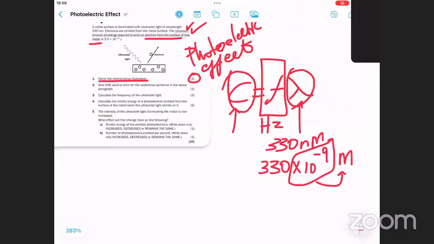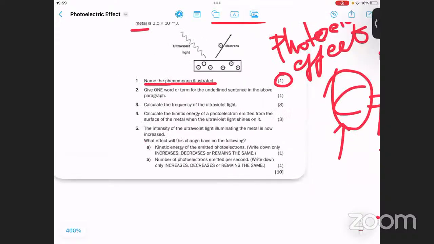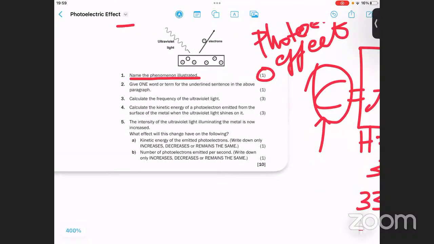Okay, so now, Augustino, they are saying calculate the kinetic energy of a photoelectron emitted from the surface of the metal when the ultraviolet light shines on it. Any idea of how to work out this one, Augustino?